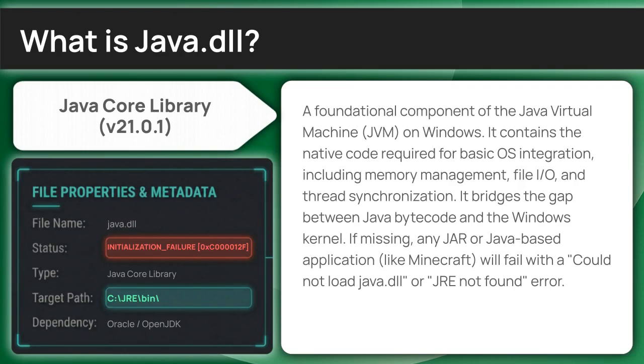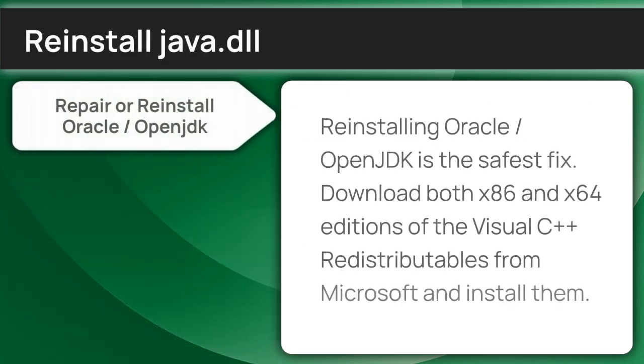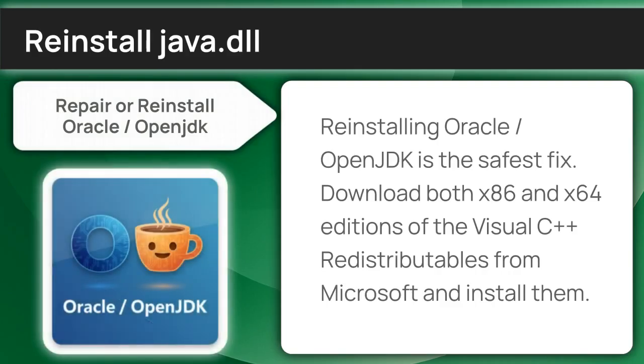If missing, any Jar or Java-based application, like Minecraft, will fail with a could not load Java.dll or JRE not found error. Let's transition to the solution, starting with the official Microsoft redistributable. Reinstalling Oracle/OpenJDK is the safest fix. Download both x86 and x64 editions of the Visual C++ redistributables from Microsoft and install them.